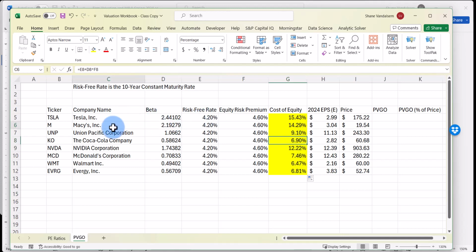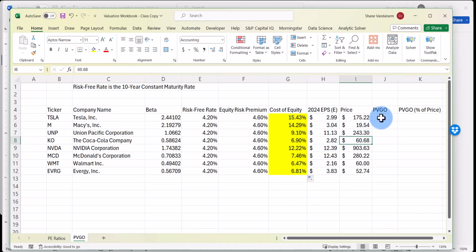Macy's is a company that's not doing so hot, and we're going to see that in here too. They are an old brick and mortar retail clothing store, primarily clothing, which has not done well in recent years. That industry just hasn't done well. Union Pacific, we talked about Union Pacific earlier. They are a transportation company, primarily a railroad company. And so we can see here the different costs of equity for these different companies.